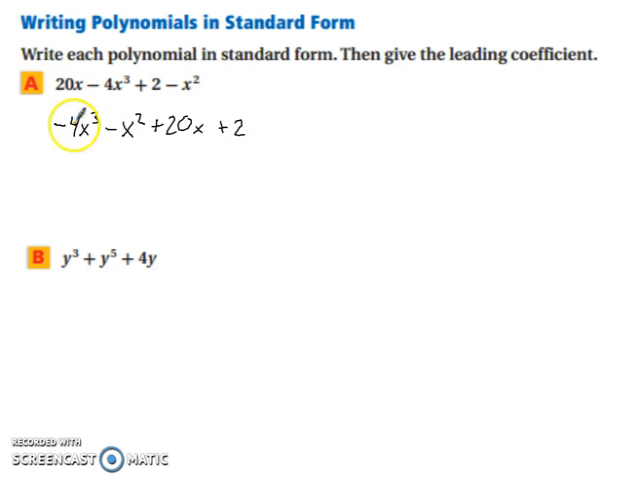The leading coefficient is the coefficient of the term in front, leading. So we've got negative 4 in this case.